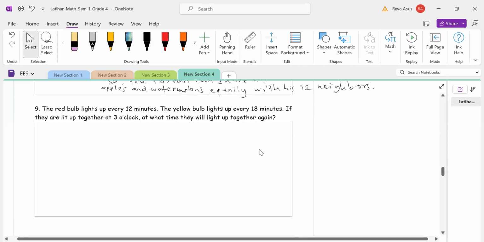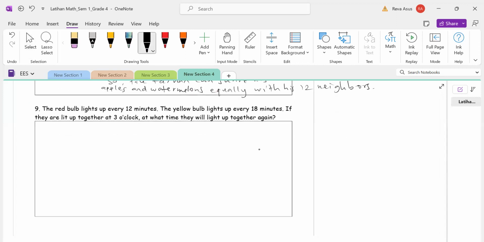Let's do number 9. The red bulb lights up every 12 minutes. The yellow bulb lights up every 18 minutes. If they are lit up together at 3 o'clock, at what time will they light up together again? It means we need to find the LCM of 12 and 18. All right. We need to find the factors of 12 and 18.